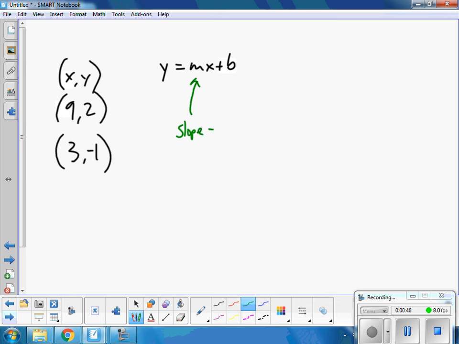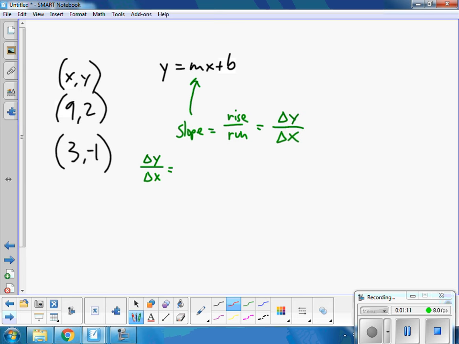Now, slope, we find rise over run, and that is when we're looking at a graph. But what's different is when we have these points. We're looking for change in y over change in x. So let's go ahead and find the change in y over the change in x.